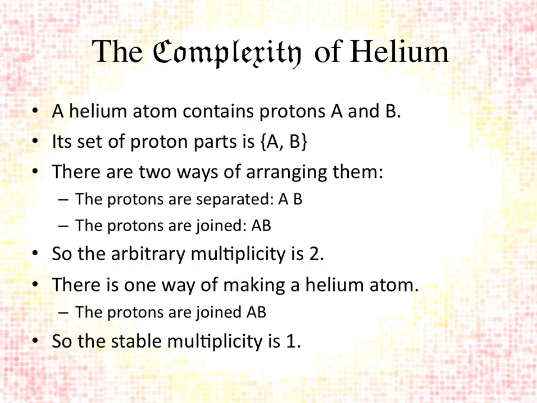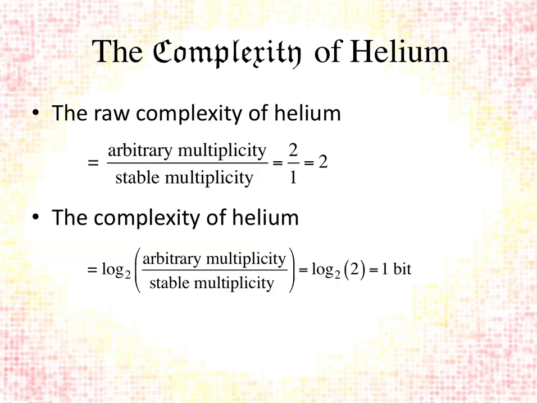What about helium? Helium has 2 protons, A and B. The proton set is the set of A and B. There are 2 ways of arranging these protons. Either they're separated or they're joined. So the arbitrary multiplicity is 2. There's only one way that recovers the type helium, one way of making a helium atom. So the stable multiplicity is 1. This means the raw complexity of helium is the arbitrary multiplicity over the stable multiplicity. 2 over 1 is 2. So the complexity in bits is log base 2 of 2, which is 1 bit. Helium has 1 bit of complexity.